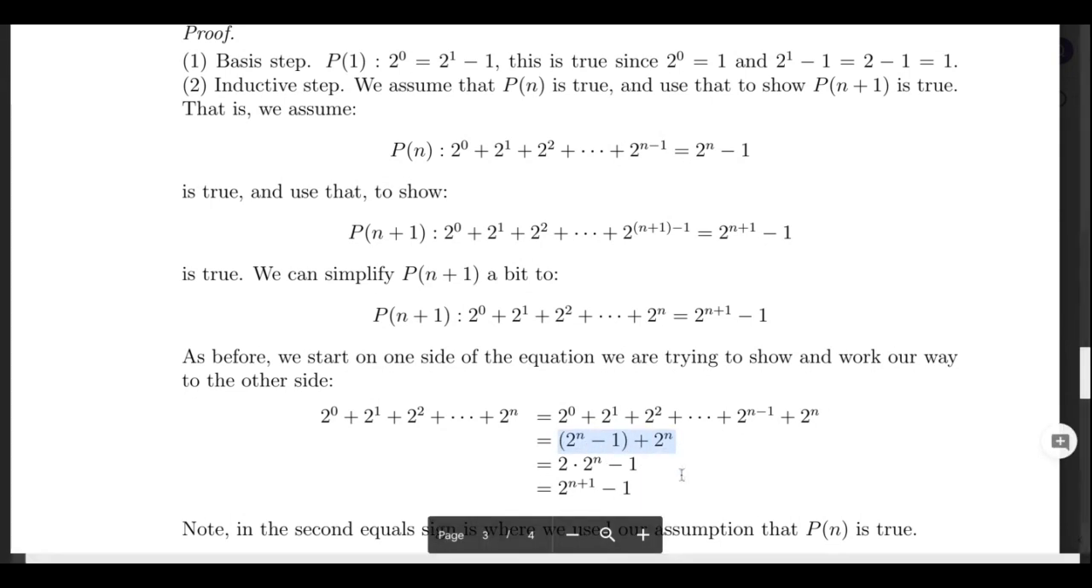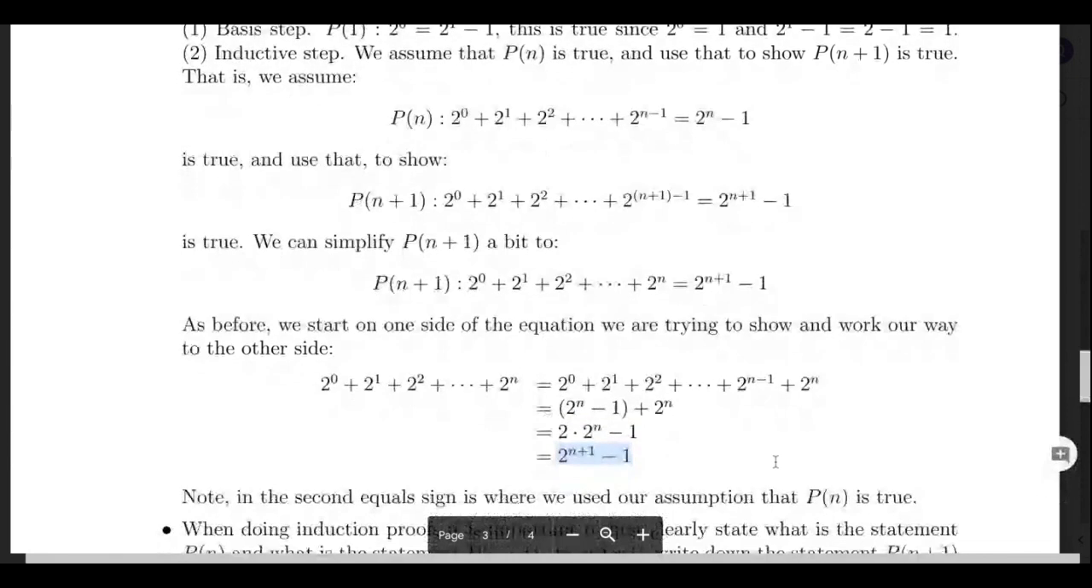Then we add 2 raised to n. So we have 2 raised to n minus 1 plus 2 raised to n, and we have 2 of 2 raised to n, minus 1. What's 2 times 2 raised to n? That can be combined by adding the exponents. That's 2 raised to n plus 1. So that equals 2 raised to n plus 1 minus 1. So we proved it's true for n plus 1. And that's it. That's the whole proof.